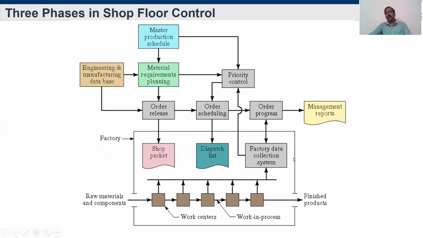The factory data collection system is connected with the shop floor. On the shop floor you have lots of machineries or work centers, where raw material comes in and finished products go out. This is the overall figure of shop floor control. It is connected with material requirement planning, and control also comes from the master production schedule. But mainly with the material requirement planning, it has three phases: the order release phase, the order scheduling phase, and the order progress phase.